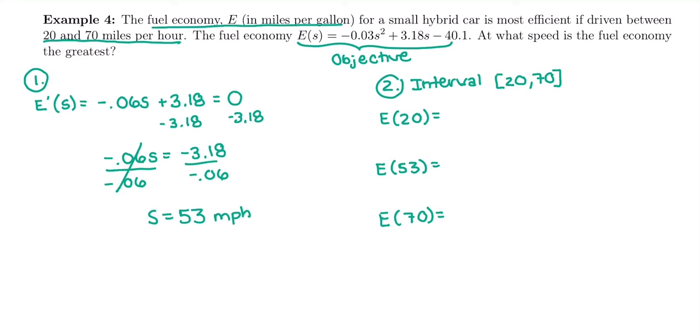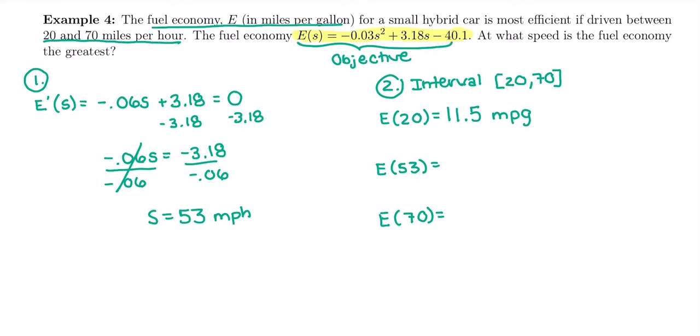Now I'm going to plug these in to compare their y values. So of course I'm going to plug into the original function, not the derivative. The original function gives you y values. So plugging in 20 miles per hour into the original function, I'm getting 11.5. And what is E measured in? It's measured in miles per gallon. So if your average speed is going to be 20, you're going to get 11.5 miles per gallon. Not the best unless maybe this was a truck, but we're given it's a small hybrid car. So I would suspect a hybrid car would have better miles per gallon than that.